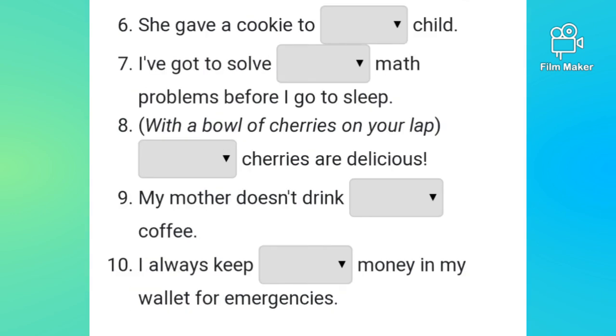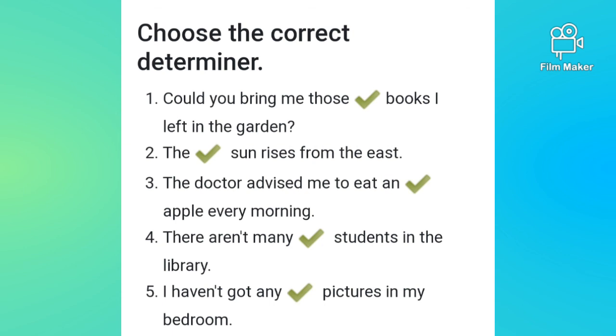Now match your answer with the given picture.